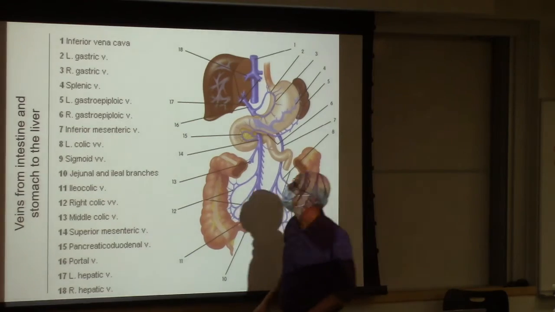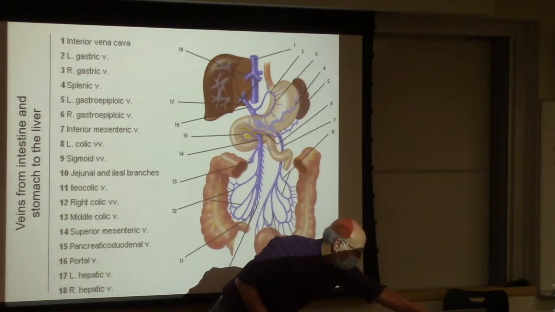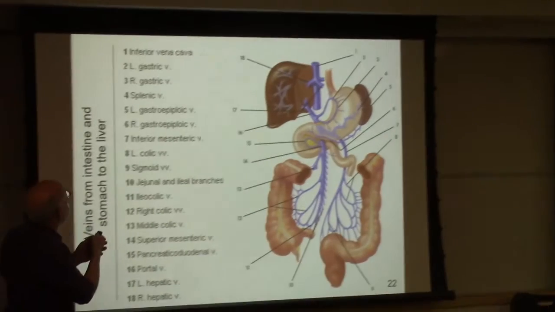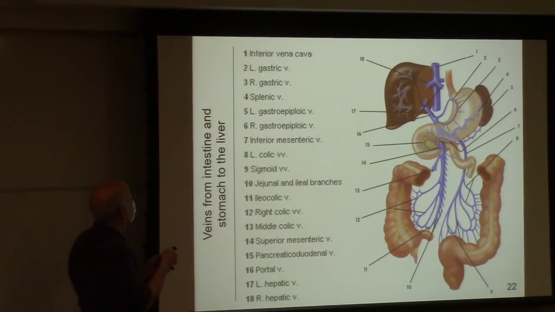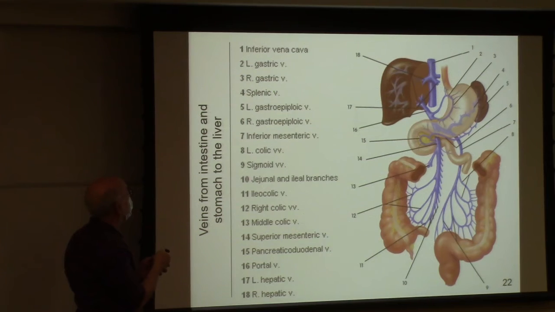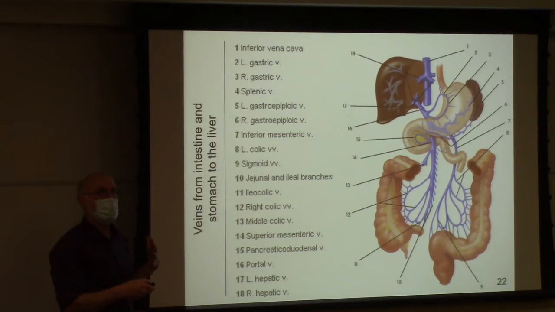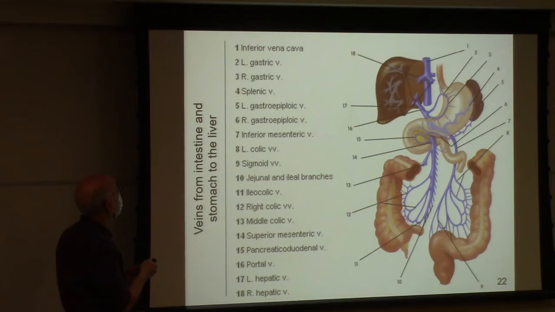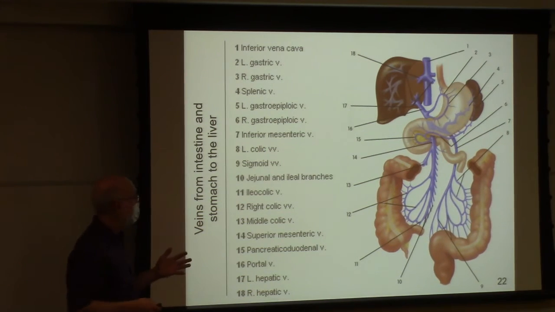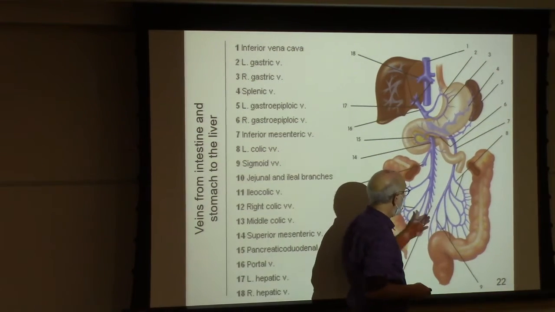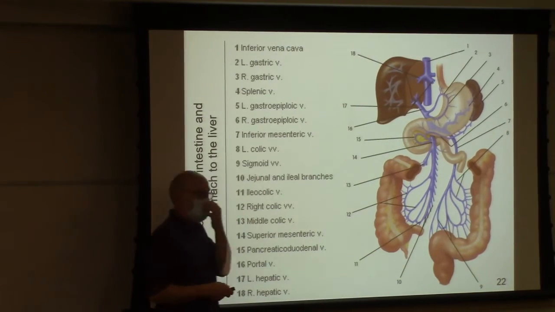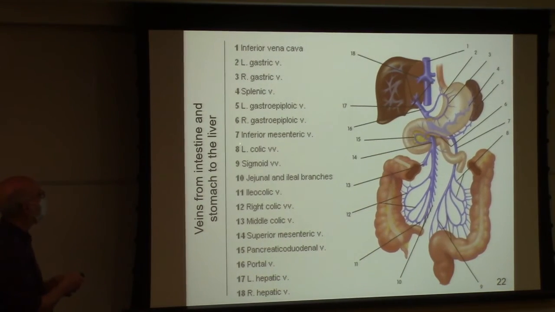So let's go through the list and see what I want you to know. I do want you to know inferior vena cava. Gastric, yes. Splenic, no, but it's easy. The vein that parallels the splenic artery, which I do want you to know, is the splenic vein. Gastroepiploic, yes. Inferior mesenteric, yes. Colic, no, but again, the veins that parallel the colic arteries are the colic veins, so it's easy, but you can cross it off your list.